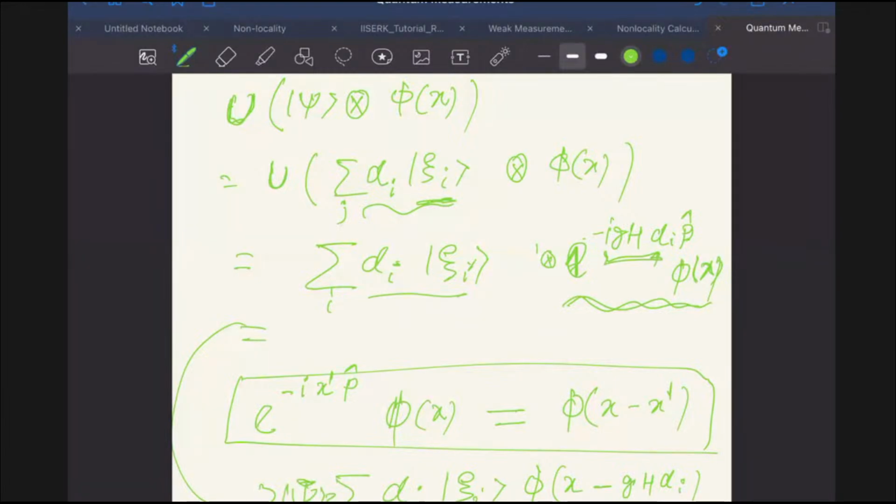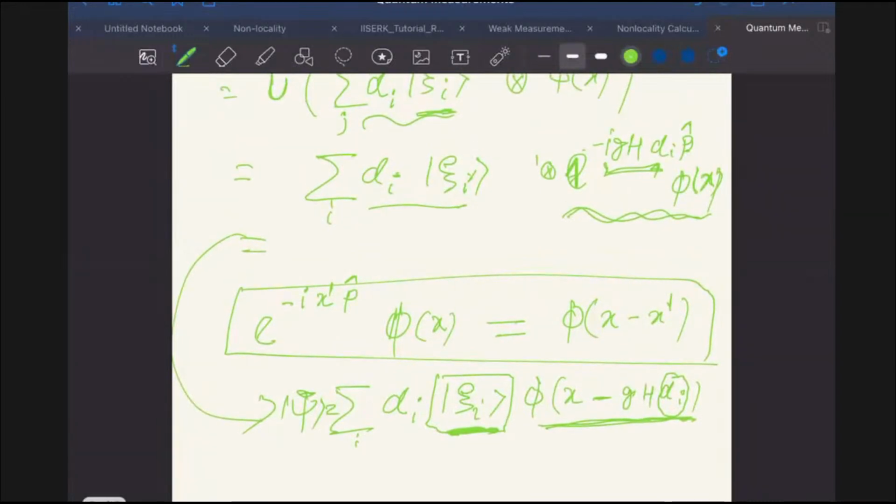This is my joint state. So it has a spin component and also a position component, but the position is shifted depending on alpha I, right? So phi of x minus gh alpha I. Phi is now a function of alpha I, the eigenvalue of the spin operator. That means, for any spin eigenstate, like say some xi I, the position of the electron will be shifted by some alpha I, that eigenvalue associated with that spin component. So a peculiar kind of state arrives.